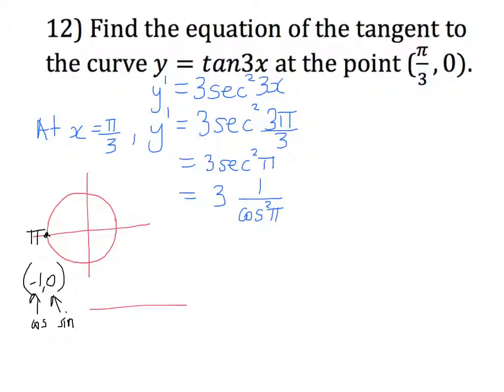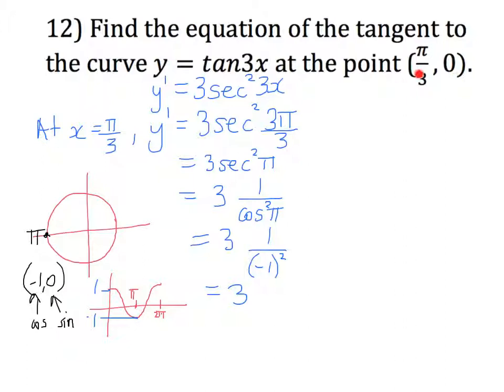Another way is if you were to draw the cosine curve like that. There's 2 pi. Halfway is pi. You know the amplitude, that's 1, and that value there will be -1. And then you can see cos of pi is -1. Alright, so we've got 3 over -1 squared. And -1 all squared is +1. So this is going to equal 3. So our gradient of the tangent at this point, x equals pi on 3, is 3.